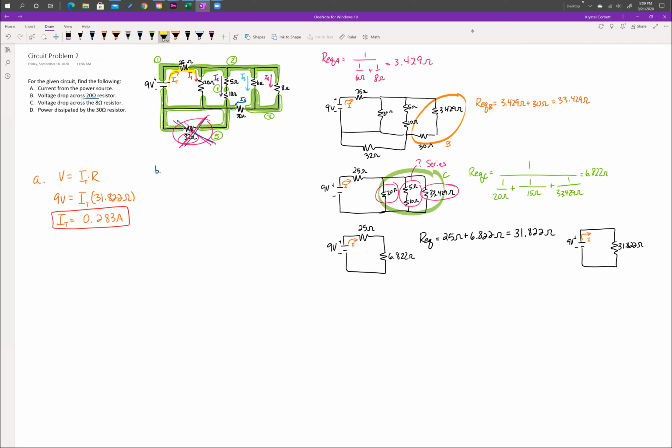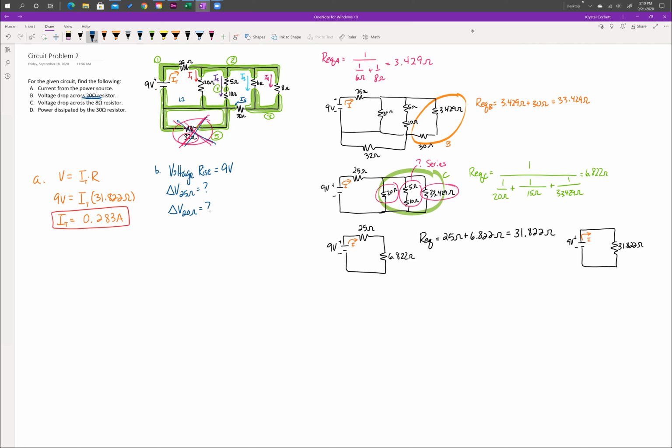Let's look through the loop that passes through the 20 ohm resistor. If we look at loop 1, we see that we have a voltage rise of 9 volts, and then we'll have a voltage drop across the 25 ohm resistor and a voltage drop across that 20 ohm resistor. And those are the only components that go through that loop. So we have a voltage rise equal to 9 volts. We have a voltage drop for the 25 ohm resistor. We don't know its value. And we have a voltage drop for the 20 ohm resistor, and we don't know its value. What we're trying to find is the voltage drop across this 20 ohm resistor.